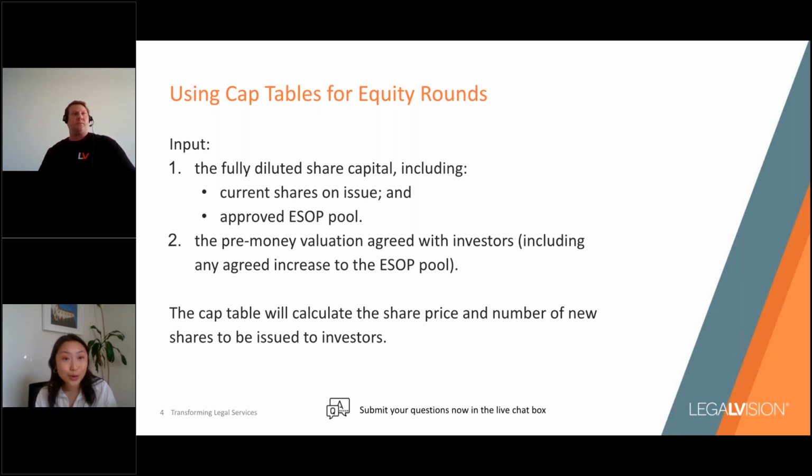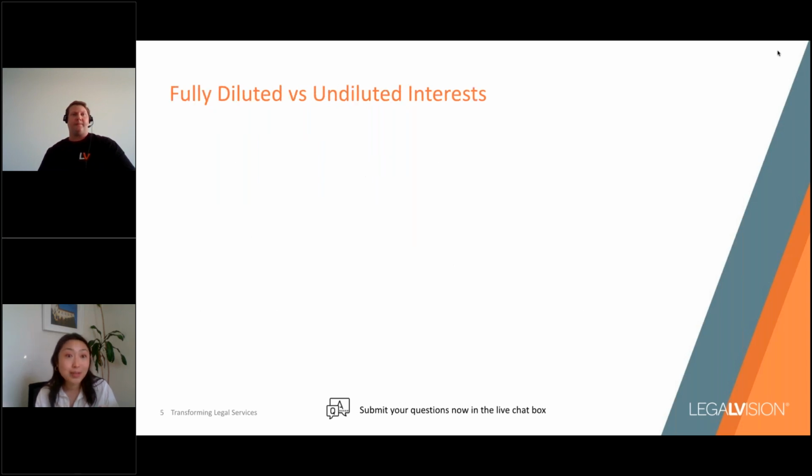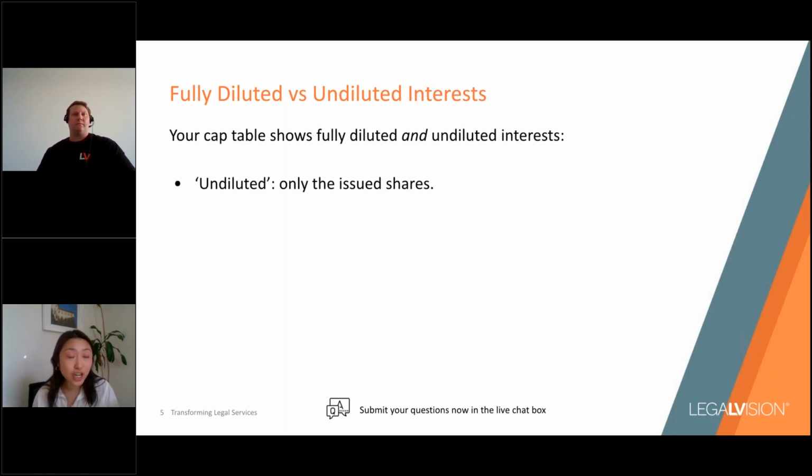Yeah, so these are also common terms that you'll come across a lot when you're talking about cap tables, undiluted and fully diluted holdings. So the benefit of the cap table is that it will show your fully diluted and your undiluted holdings. So undiluted refers to just the issued shares. So it doesn't include any other interests that might end up being shares in the future, like options and other types of convertible securities. It only refers to the actual issued shares, whereas fully diluted includes all of those interests.